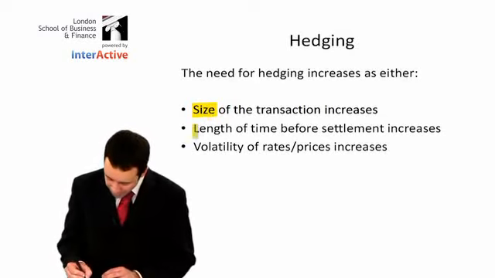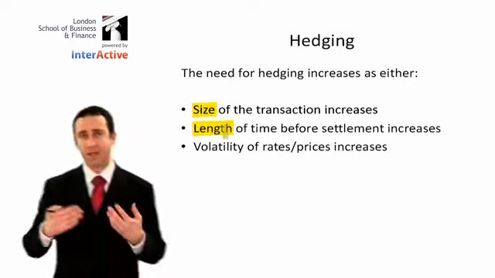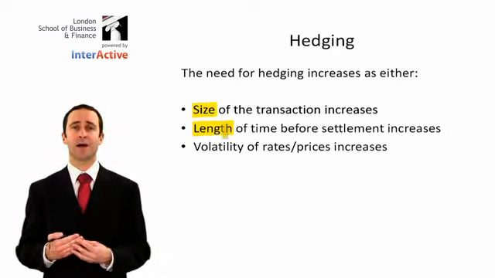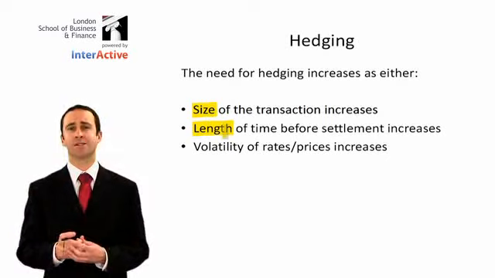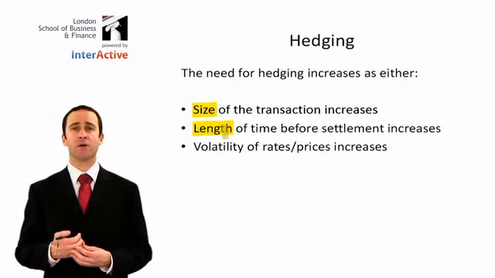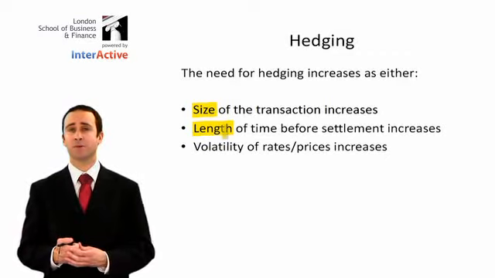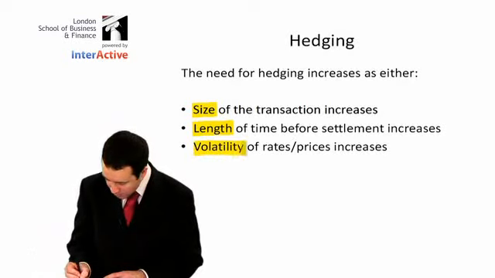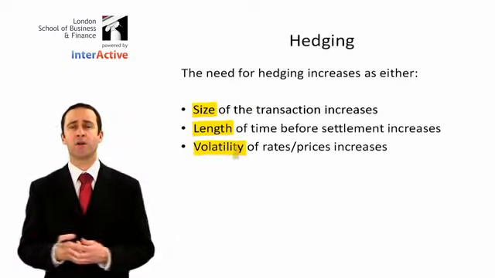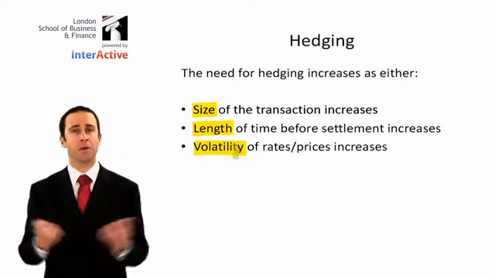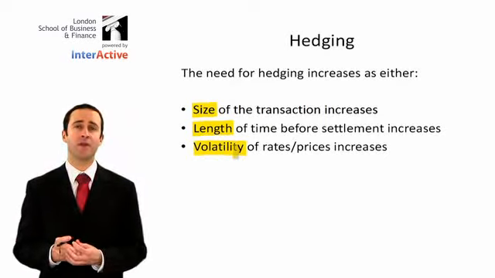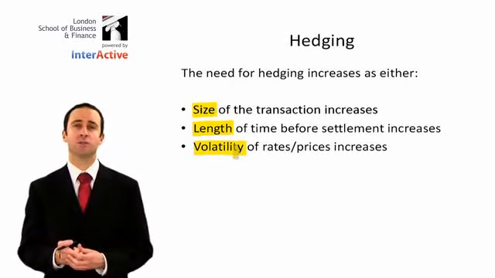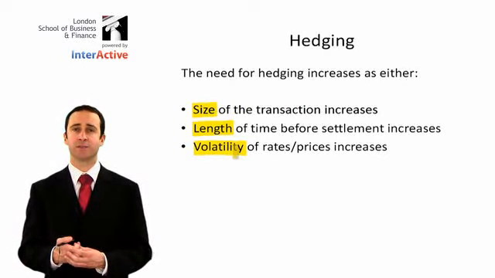The other thing we need to consider before we hedge is the length of time before settlement. If I'm looking to buy my oranges tomorrow, there's much less risk that the price will change than if I'm going to buy those oranges in, say, 3 months' time. The third and final thing we need to consider is the volatility. If the price of orange juice fluctuates quite dramatically, maybe due to bad weather at the orange plantation, then the price will change, and we are therefore subject to higher levels of risk.